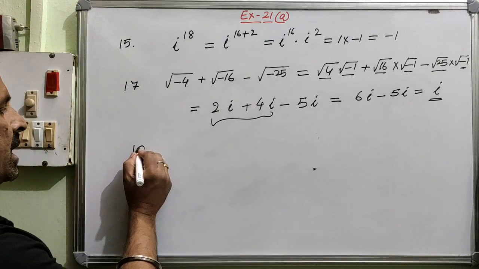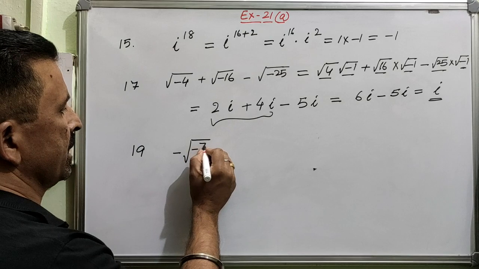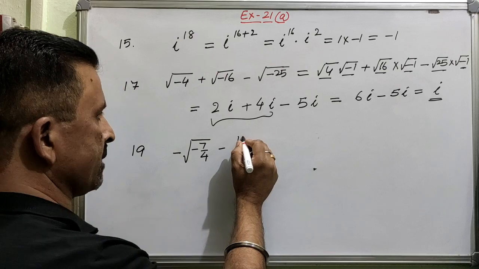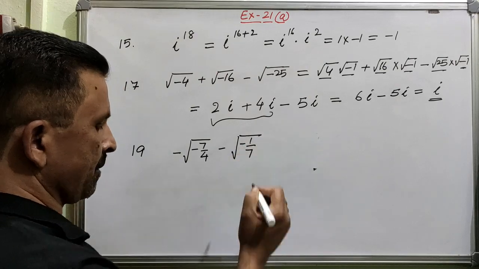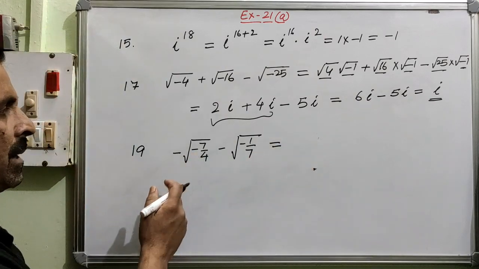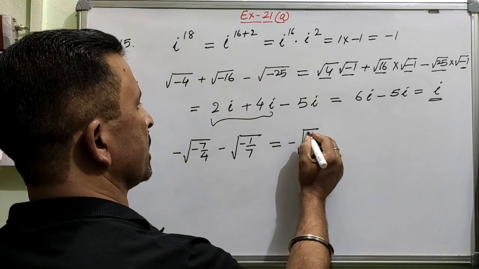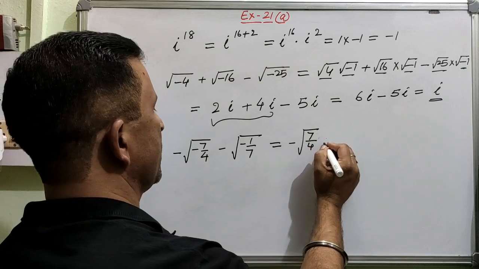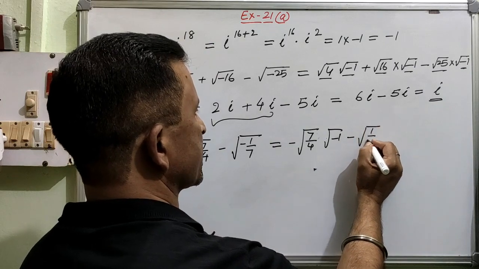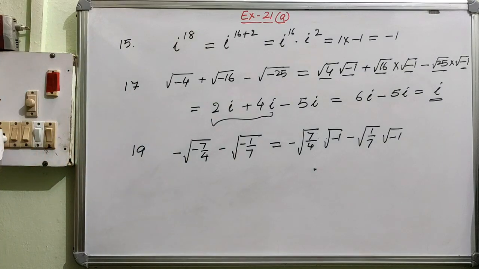Now we'll take question number 19. Question number 19 is negative root over negative 7 over 4 minus root over negative 1 over 7. Is it okay? Now, for this question, once again, we will separate this minus sign from the number. This is minus, and then we can write this as root over 7 over 4 times root of minus 1, minus root of 1 over 7 times root of minus 1. Hope this is clear.